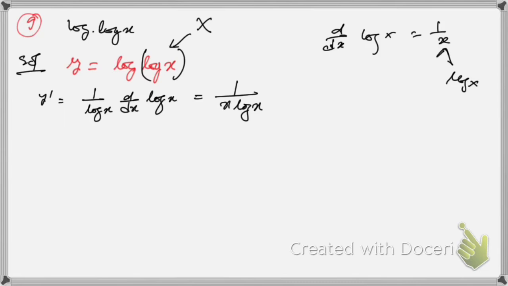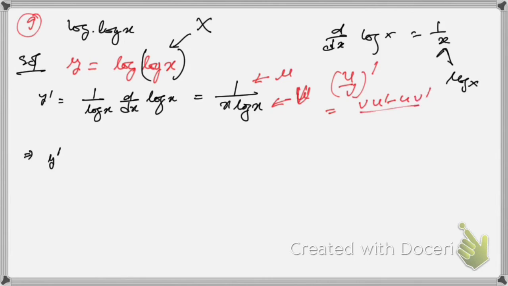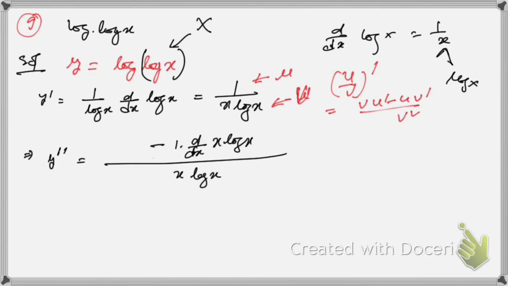So now consider the numerator as u and denominator as v. Then use the quotient rule, u by v. Derivative of u by v is this: v derivative of u minus u derivative of v by v square. That means denominator is square. So you will get the second order derivative. So we know v is here x log x. Derivative of u, this derivative of 1 is 0, so this term will be 0. So we get minus 1 derivative of x log x by x log x whole square.